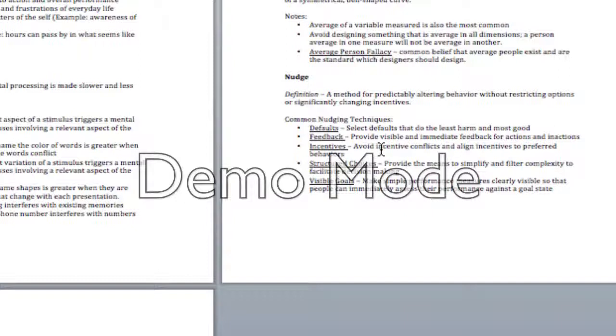Incentives, avoid incentive conflict and align incentives to preferred behaviors. Structured choices, provide the means to simplify and filter complexity to facilitate decision making. Visible goals, make simple performance measures clearly visible so that people can immediately assess their performance against a goal state.